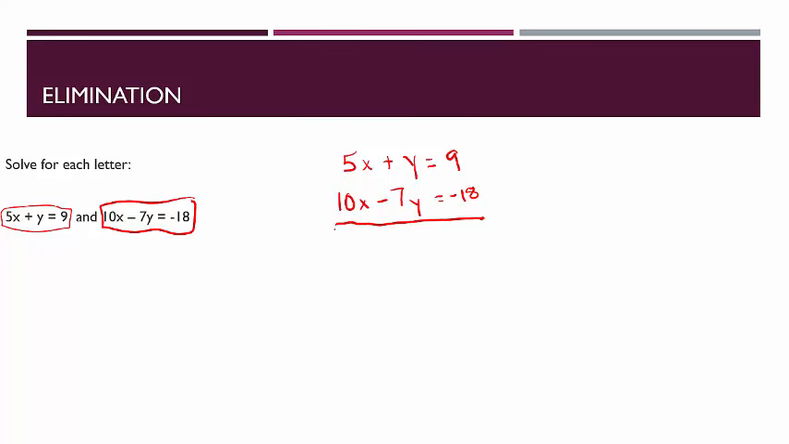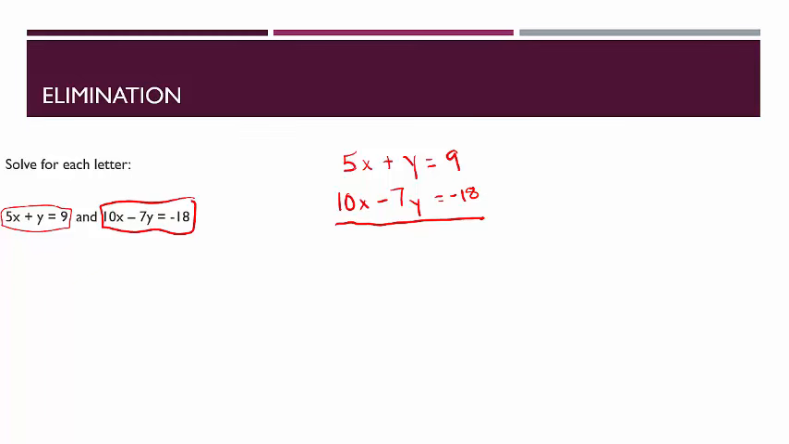So I like to draw a little line underneath that symbolizes, hey, I'm going to do something. So what I want to do is first pick which letter I want to get rid of. And what we're going to be doing is adding straight down. So if I were to add these right now, I would have 15x minus 6y equals negative 9. Well, I don't want that. I want one of the letters to go away so I can solve the equation.